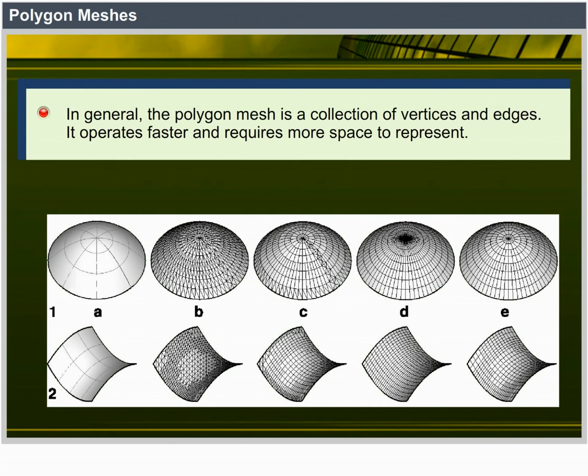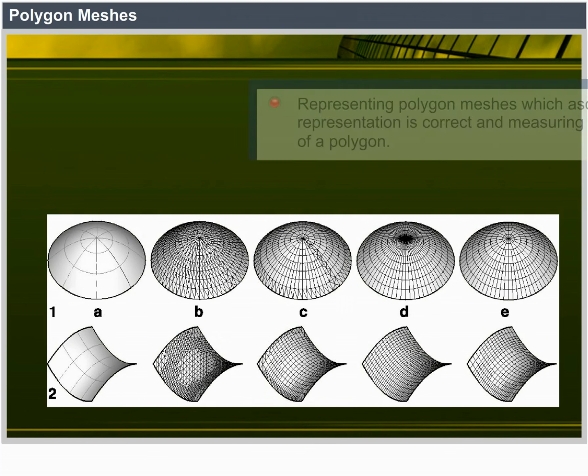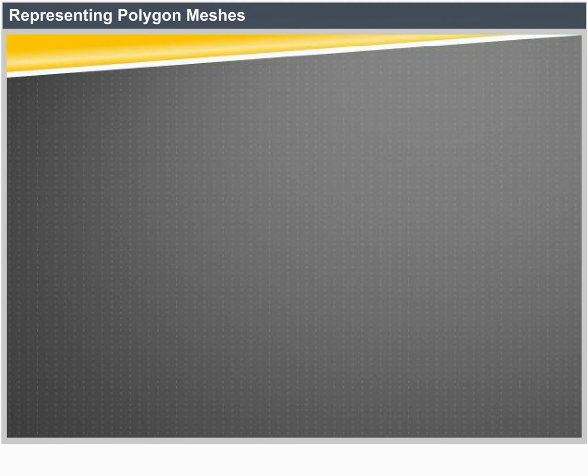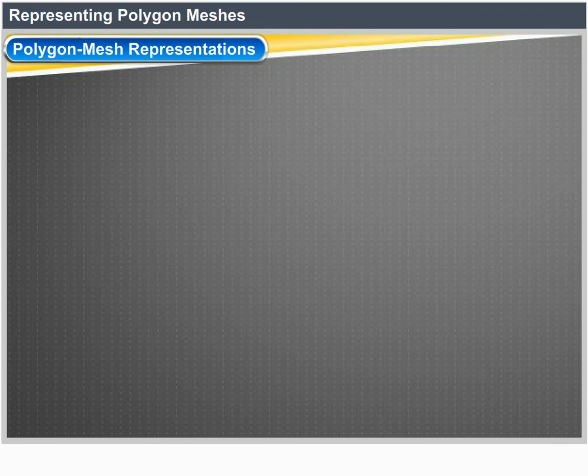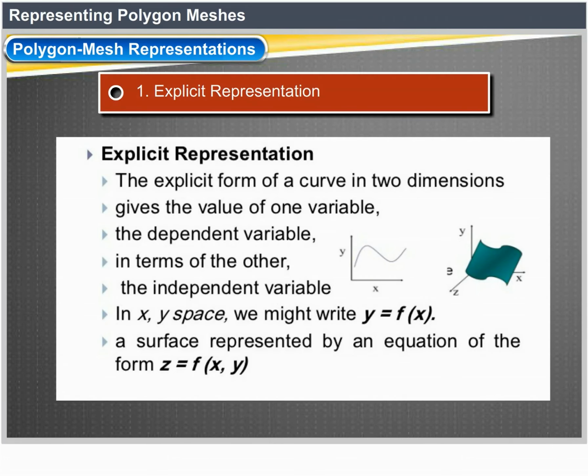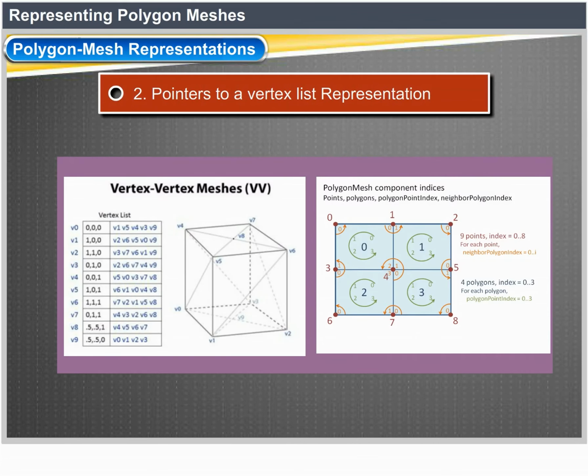Representing polygon meshes ensures that a given representation is correct and calculating the coefficients of the plane of a polygon. Representing polygon meshes. Polygon mesh representations. 1. Explicit representation. 2. Pointers to a vertex list representation. 3. Pointers to an edge list representation.